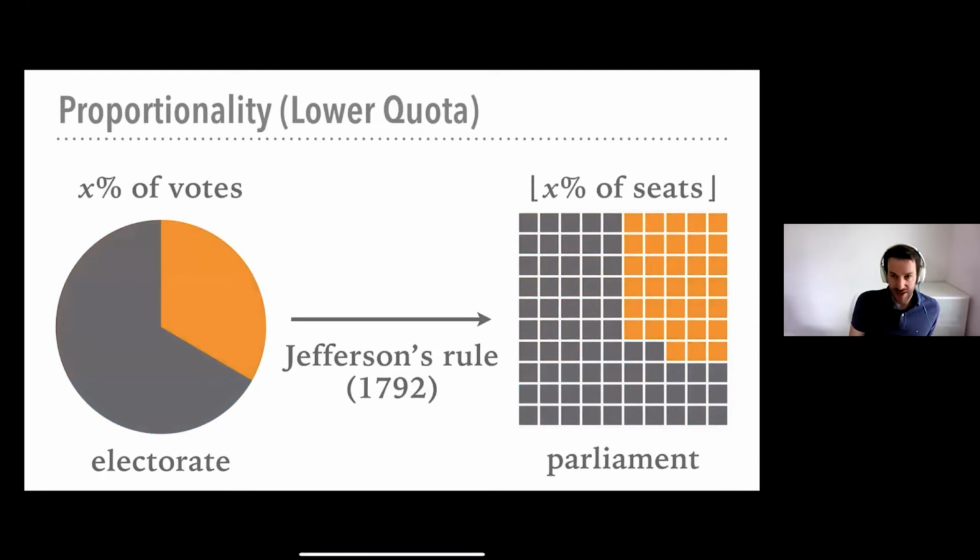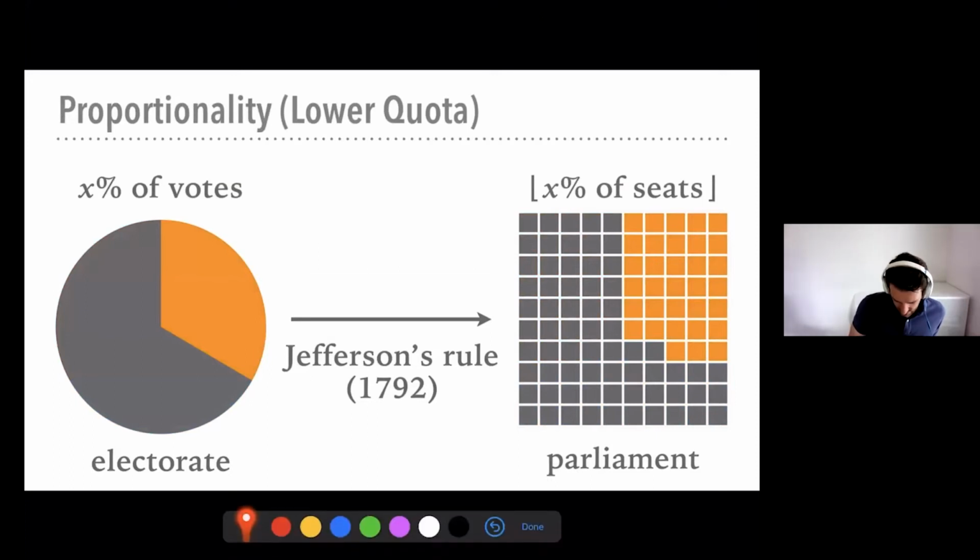Proportionality, a little bit more formally, in this example of apportionment, could for example be formalized by a property that's known as lower quota. Lower quota says that if a party has X% of votes, it gets X% of seats rounded down. So that's one natural way of capturing that.